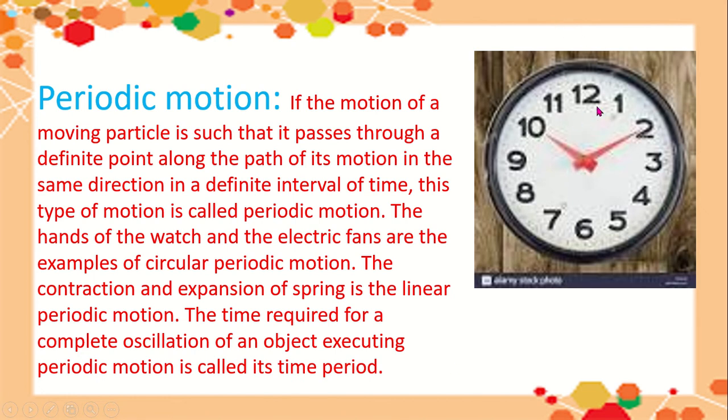So look here, the hands of the clock move in the same direction for the same time period, and this type of motion is known as periodic motion, and it can be linear, it can be circular.